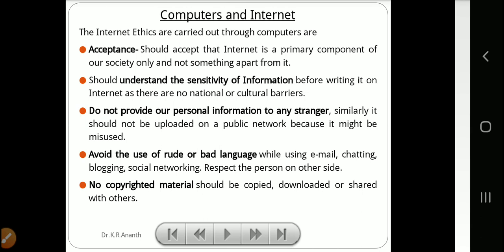Avoid the use of rude or bad language on social networks. Everyone should respect the person on the other side. The last one is no copyrighted material, which clearly should not be copied or downloaded or shared with others.